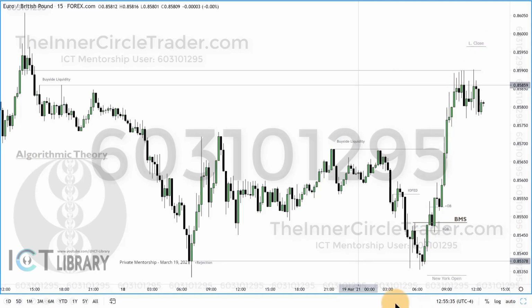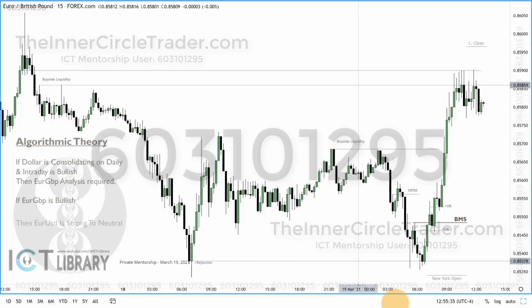Well, bringing in algorithmic theory, if the dollar is consolidating on the daily, okay, if your daily chart's consolidating with the dollar, and it is, and intraday dollar is bullish, okay, if the dollar index daily is in consolidation but its intraday chart is bullish, then euro pound analysis is required. If euro pound is bullish, as we show here, then euro dollar is strong to neutral, or pound dollar is weak to neutral.